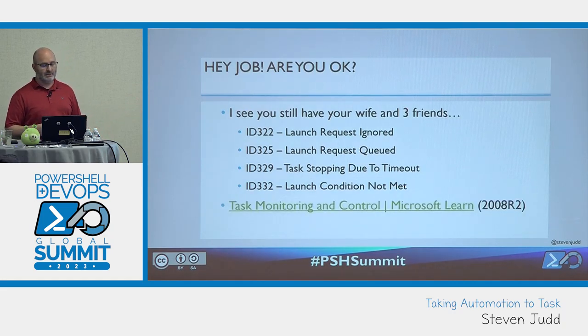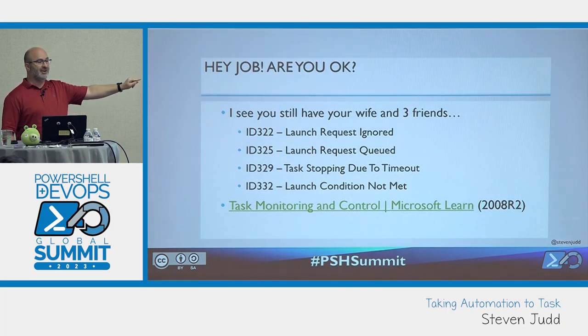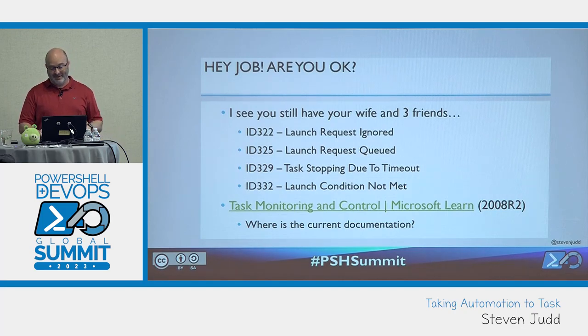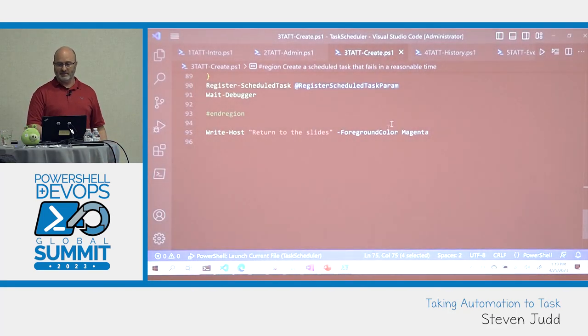And if you want to get the documentation on this, good luck, because 2008 R2 is the only documentation I could find on these task numbers. All right, so where's the current documentation? I have no idea. All right, I am now going to step out of the slides because I am sure that I've missed something. Let's see.